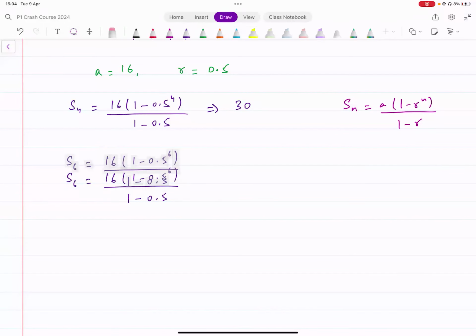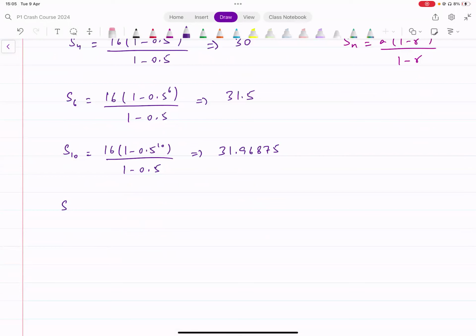Sum of the first 10 terms now. This is turning out to be 31.96875. Okay. Now what about the sum of the first 20 terms?